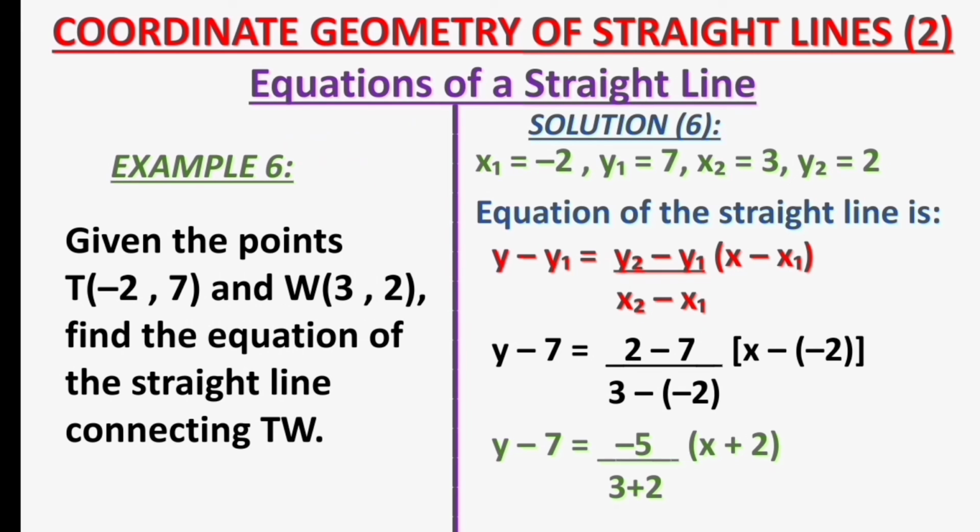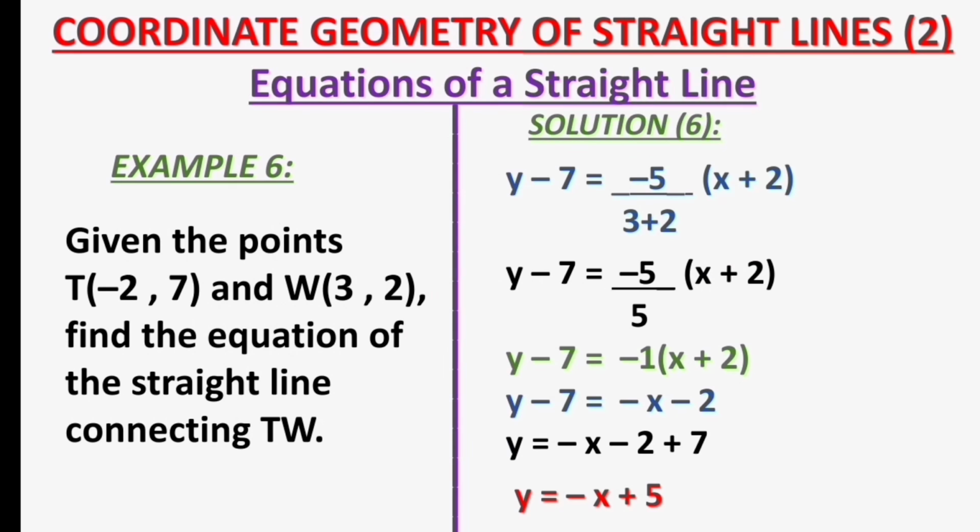When you simplify this further, what will be the equation of the straight line connecting T and W? Let's see if you're right. Simplifying your calculation, the equation of the straight line connecting T and W is y is equal to -x plus 5. I hope you got that right. Please take note of the solutions to all the examples involving coordinate geometry of straight lines.